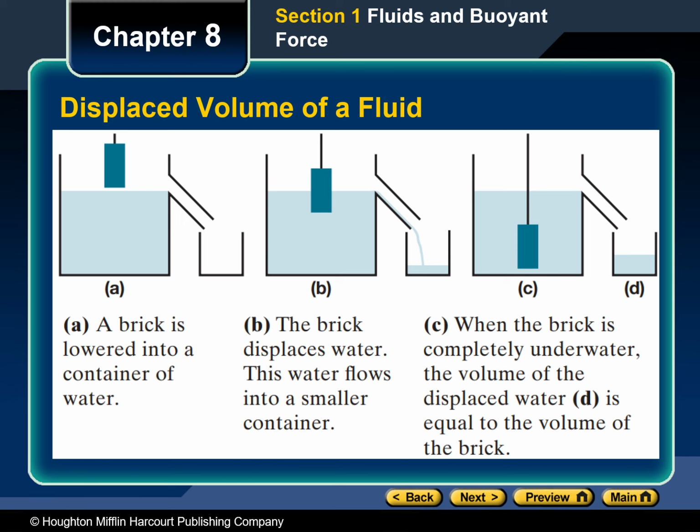In picture A, a brick is lowered into the container of water. In part B, the brick displaces water. This water flows into a smaller container. In part C, when the brick is completely underwater, the volume of the displaced water can be found because D is equal to the volume of the brick.